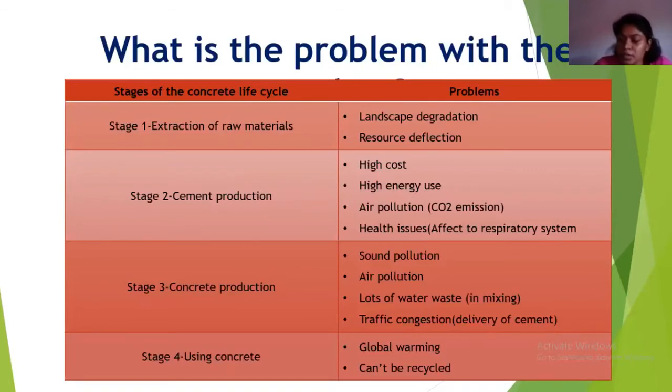Cement is the raw material of concrete. Especially, we can see that there are some problematic situations in the stage of extracting raw materials, cement production, concrete production, and also in using concrete. Due to these problems, we cannot consider concrete as a sustainable product. Hence, the problems should be solved or we should find alternatives for concrete.